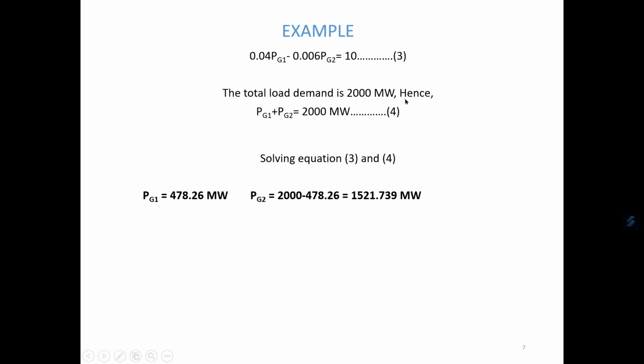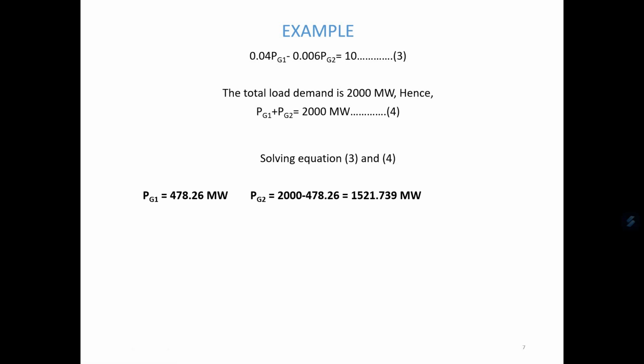So solving equations number 3 and 4, we get Pg1 is equal to 478.26 megawatt. That means for economical load dispatch, power generated by generator 1 should be 478.26 megawatt, and Pg2 is equal to 2000 minus the power generated by generator 1, that is 478.26, which is 1521.739 megawatt. That is the power generated by generator 2 for economical load dispatch.